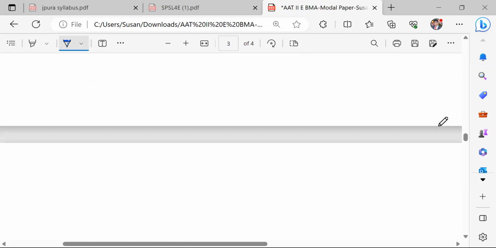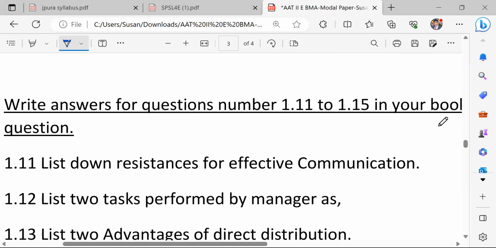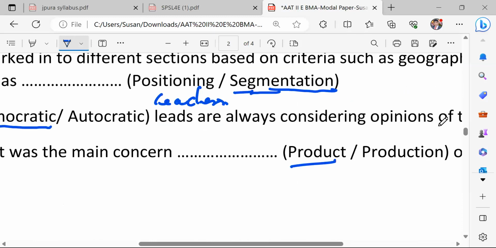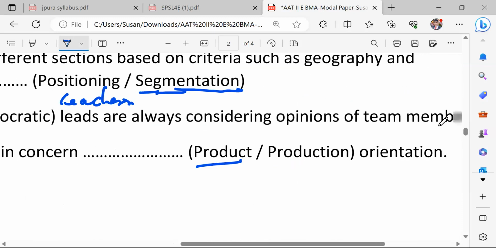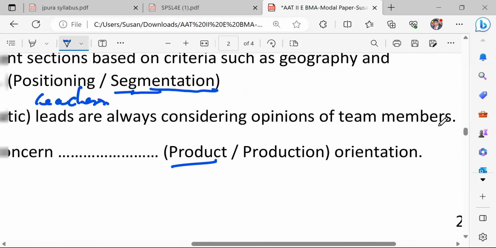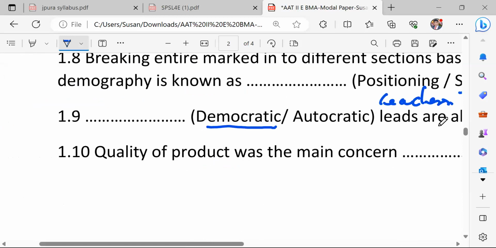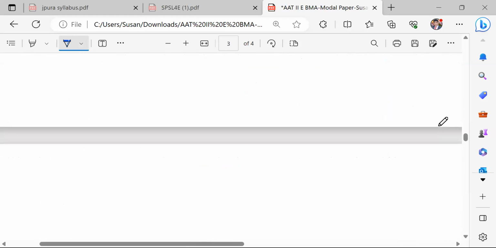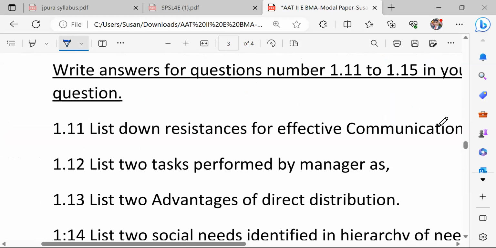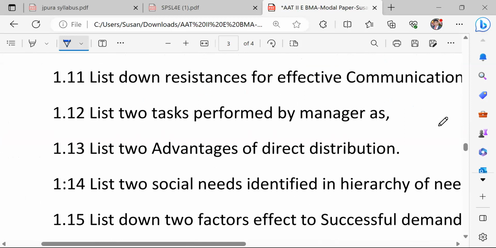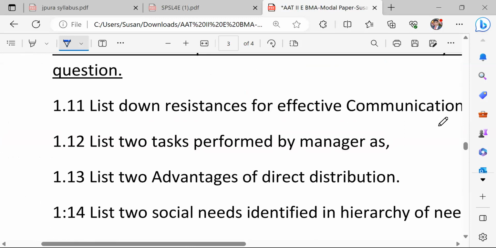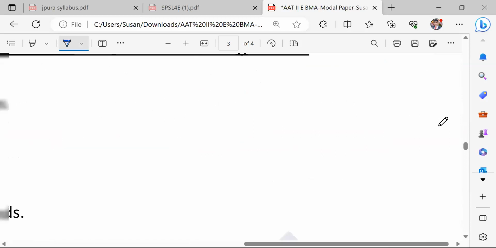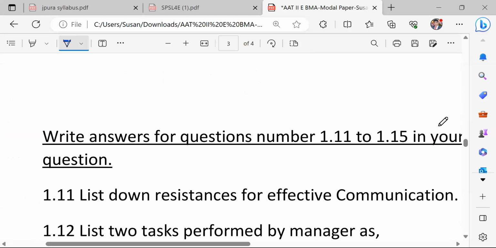You can identify all these marketing orientations in the marketing lesson. Okay, you have another 5 questions to write. Each question is worth 2 marks.